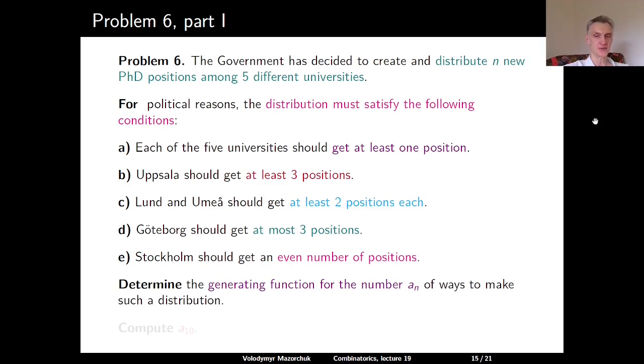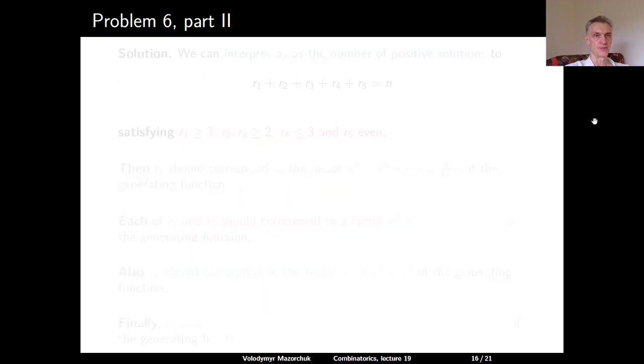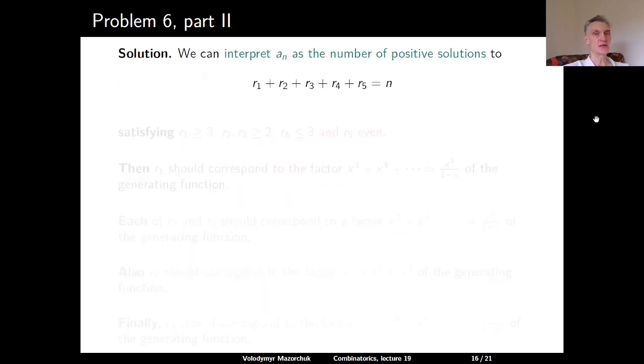Determine the generating function for the number a_n of ways to make such a distribution, so it depends on n, and compute a_10. Solution. We can interpret our a_n as the number of positive solutions to the equation r1 plus r2 plus r3 plus r4 plus r5 is equal to n, which satisfy the condition that r1 is greater than or equal to 3. This corresponds to Uppsala. r2 and r3 are greater than or equal to 2. This corresponds to Lund and Umeå. r4 is less than or equal to 3. That's Gothenburg. And r5 is even. That's Stockholm.